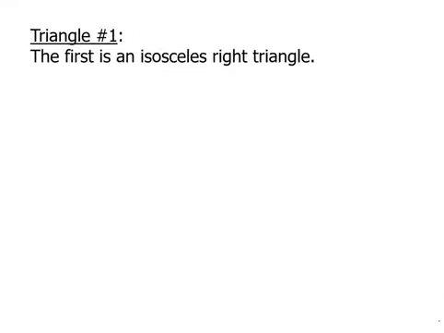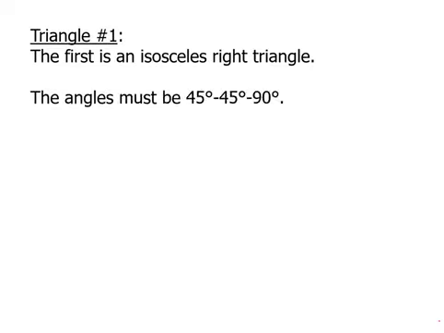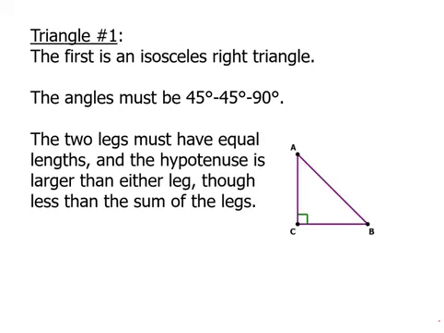Triangle number one. The first is an isosceles right triangle. Think about that. It's a right triangle, has a right angle, but isosceles means two sides, the two legs, are equal. So the angles also must be equal, so it must be a 45, 45, 90 triangle. The two legs have equal length, and the hypotenuse is larger than either leg, though less than the sum of the legs.